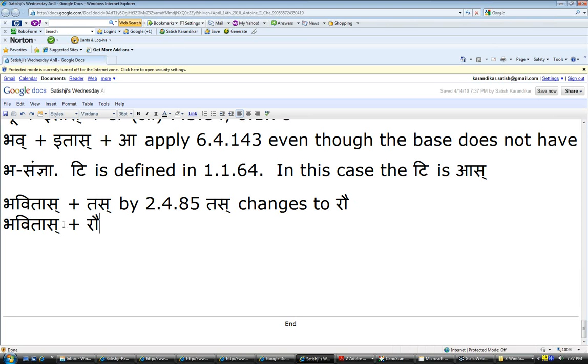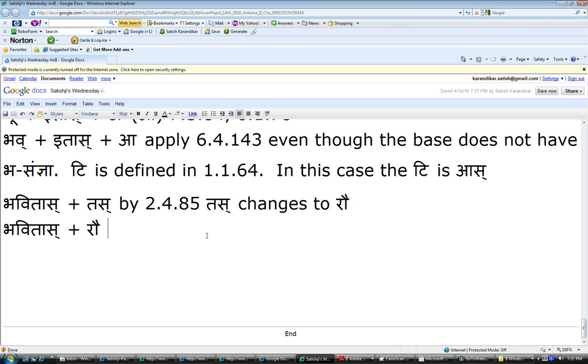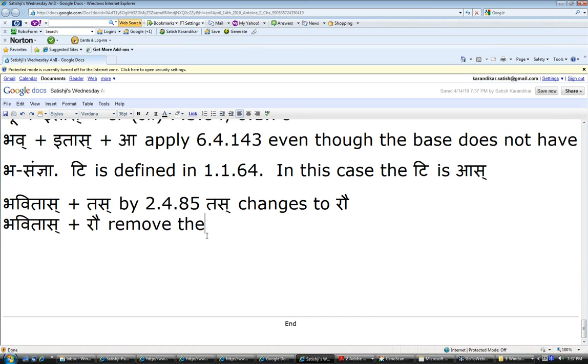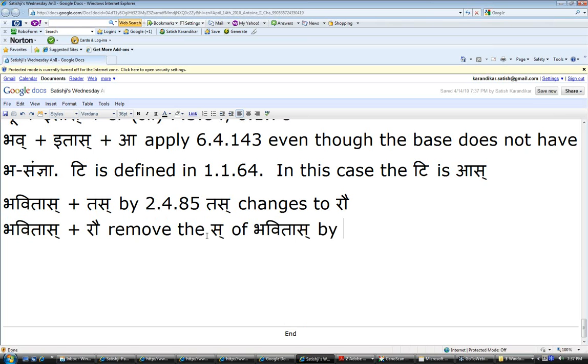Okay, so then remove the sa of the bhavitas by 7-4-51. Okay, so that gets us the next form, and the same thing when we do the G, there are all the same steps. Instead of bhavitas, when we do the bahuvachanam, instead of the tas we get G, and again the da.